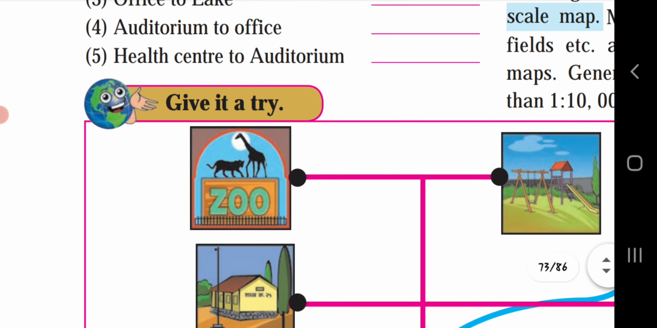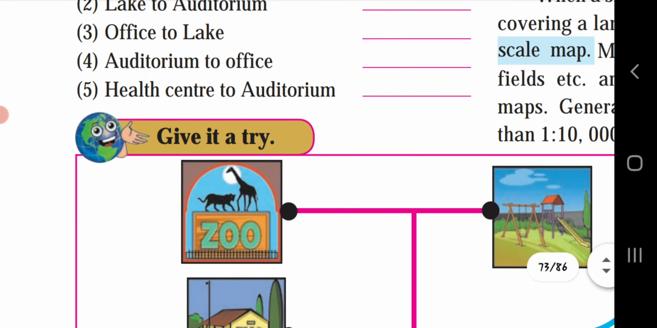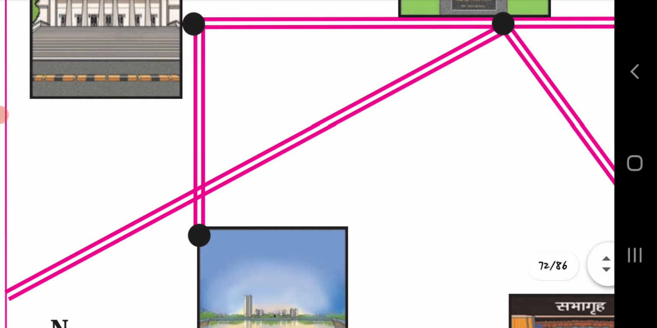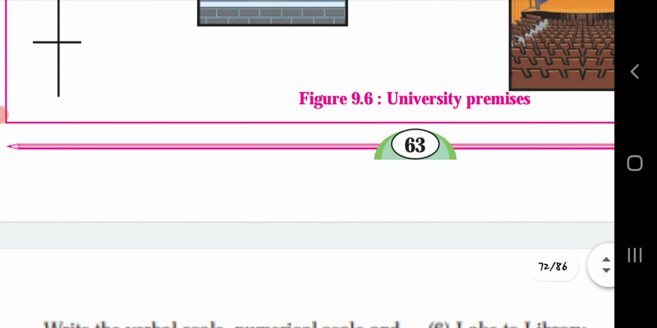When you calculate the auditorium to office, you will get the answer 1 plus 7 plus 0.4 plus 4 plus 1, which is equal to 13.4 centimeter. And the actual distance will be 13.4 into 0.1, that is 1.34 kilometer. So by using your scale, you have to measure the part which is given here, the road which is given between this, then only we'll get the answer which I am telling you.